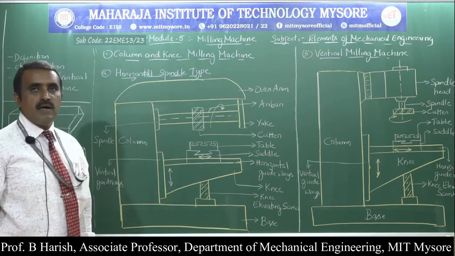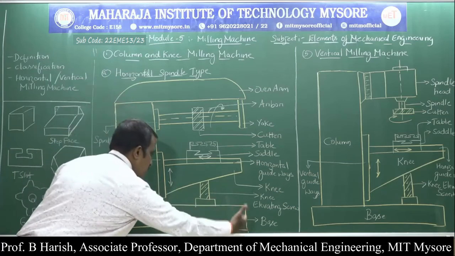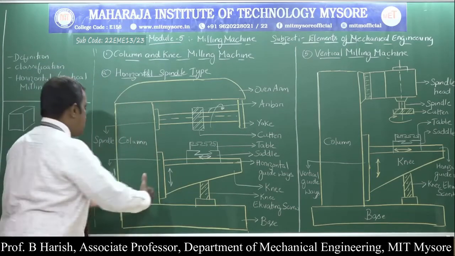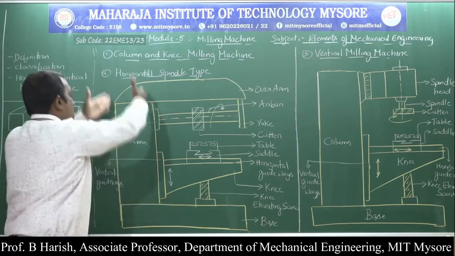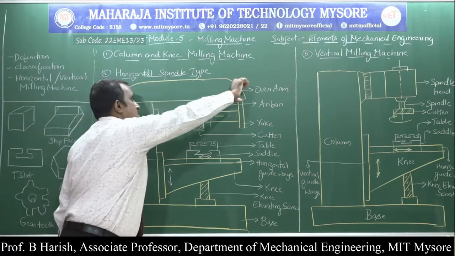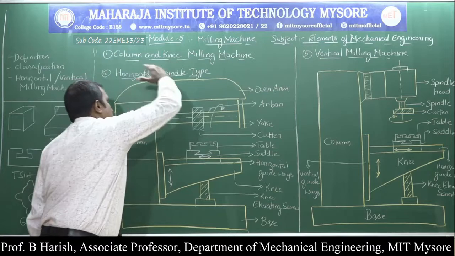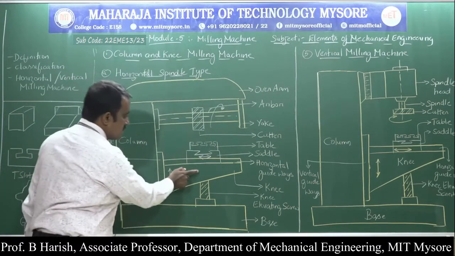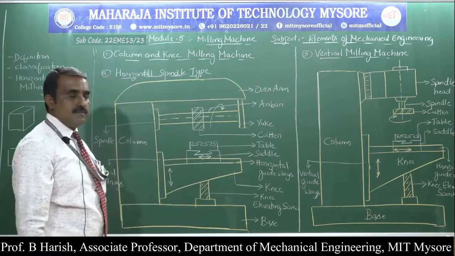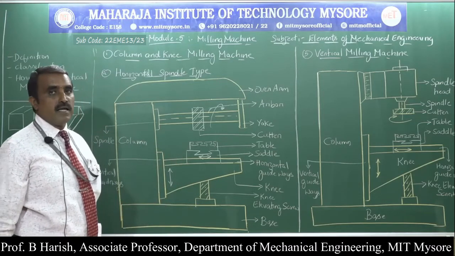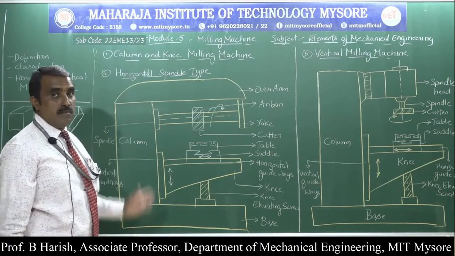So the major parts are, first, the base. This bottom one is called the base. Then this is called a column, or vertical column. And then the top one is called the overarm, which is placed above the vertical column. This is called the overarm. And this is the knee. So column and knee, that's why the name is given as column and knee type of milling machine.